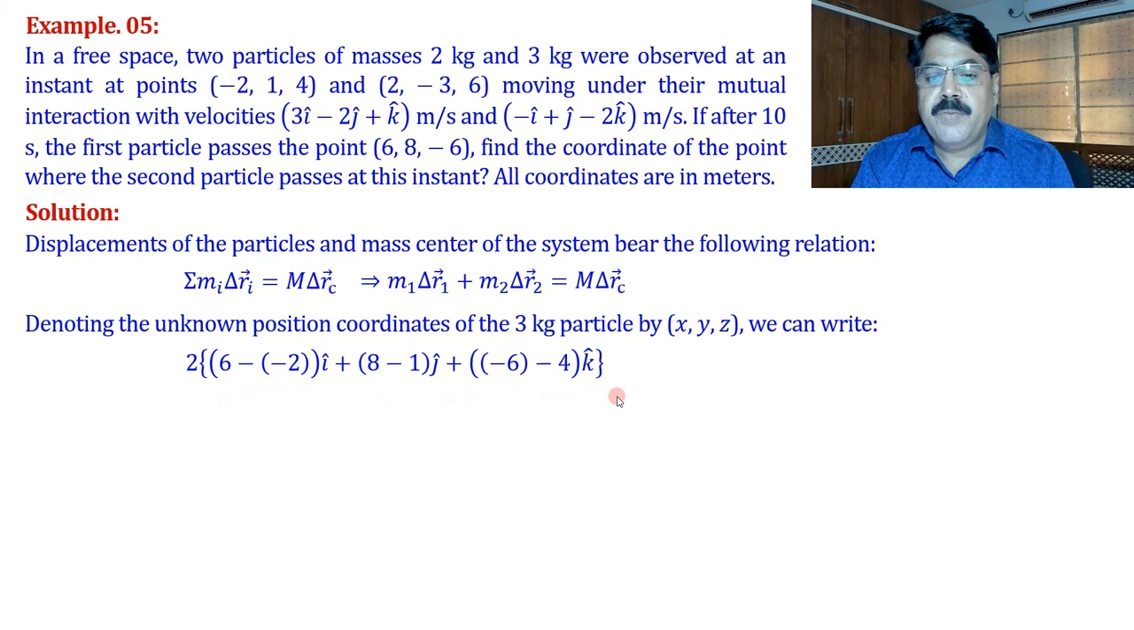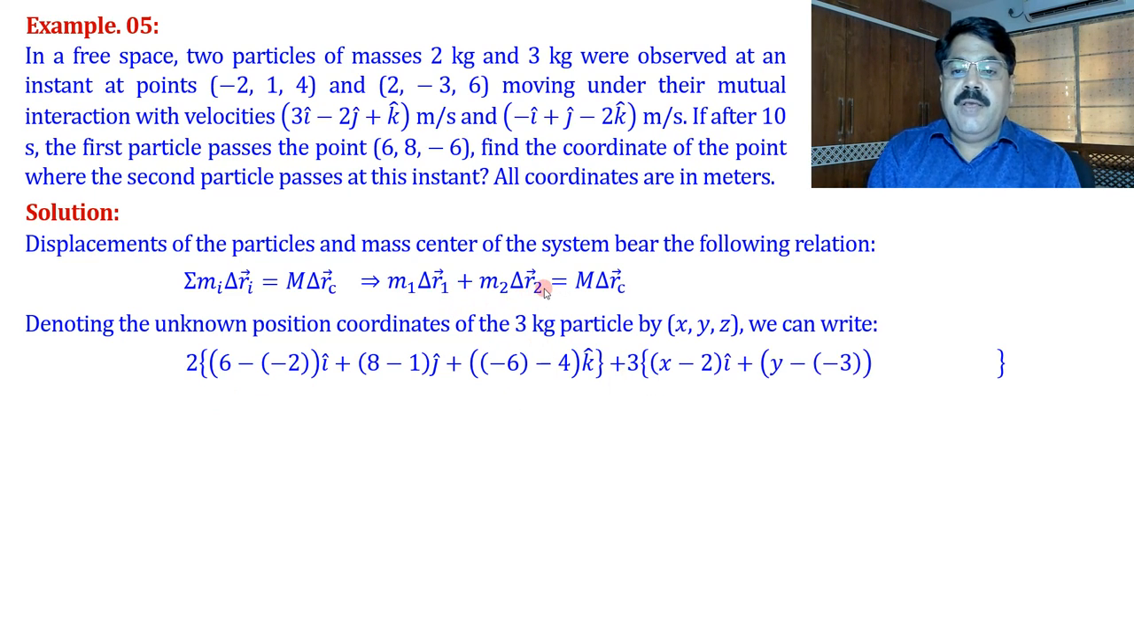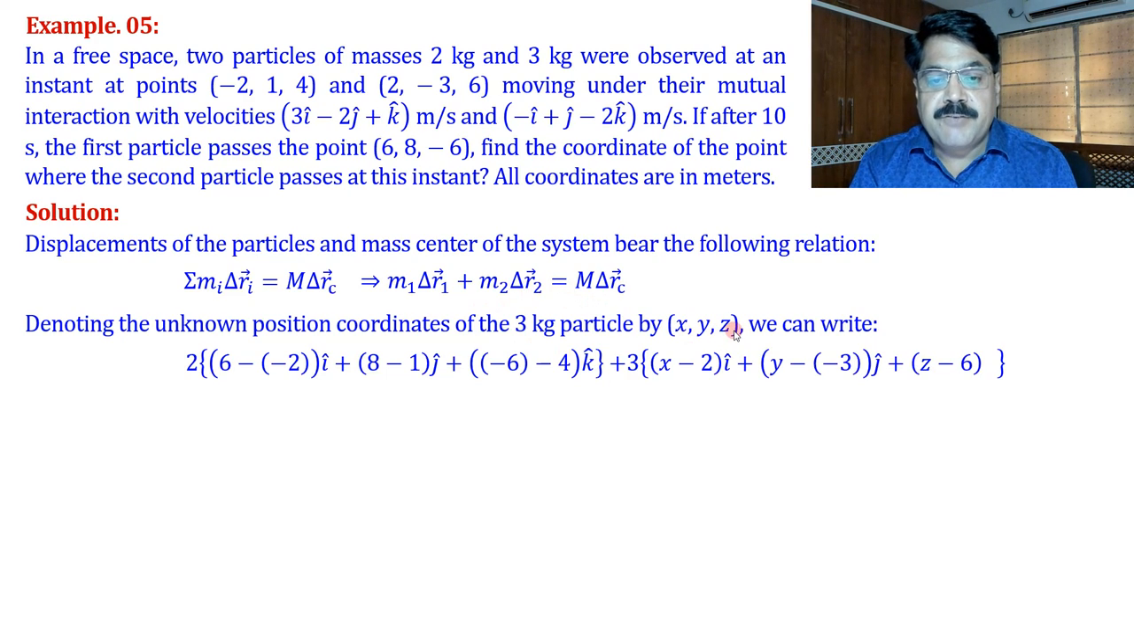So that is M1 delta R1. Now what can we write for M2? 3 into its displacement. Its final position coordinates we assume x, y, z. So it will be (x minus 2) i cap plus (y minus (-3)) j cap plus (z minus 6) k cap. So this is M2 delta R2. What will this be equal to? Capital M into delta R_c. We'll substitute its value later. Now let us simplify it somewhat.